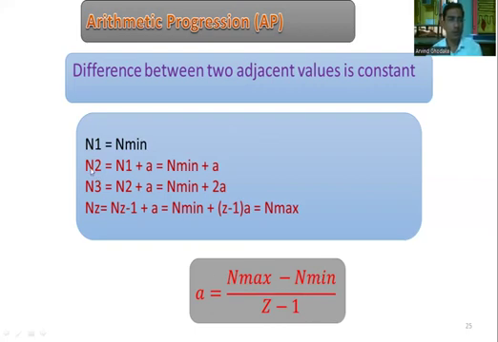So by using this formula, we can calculate the different spindle speed values. So n2 will be n1 plus a, that is n minimum plus a. Then n3 will be n2 plus a, that is n minimum plus twice a. Similarly, the zth value for the speed is nz equal to nz minus 1 plus a. That means n minimum plus z minus 1 into a, which will be equal to n max. So in this way we can get the different spindle speed values by using the arithmetic progression.